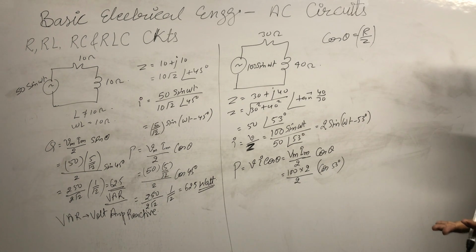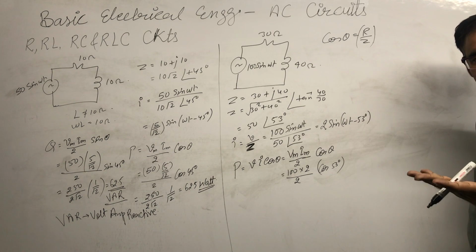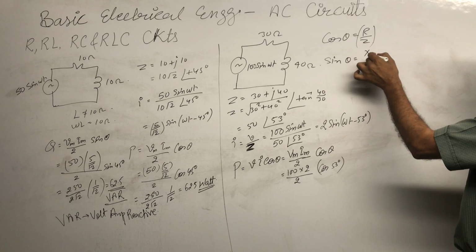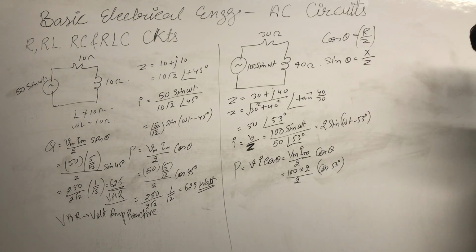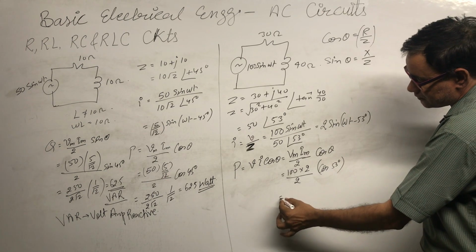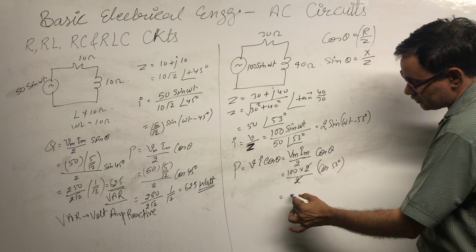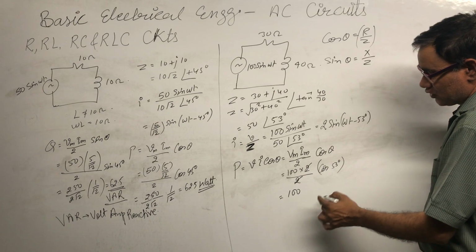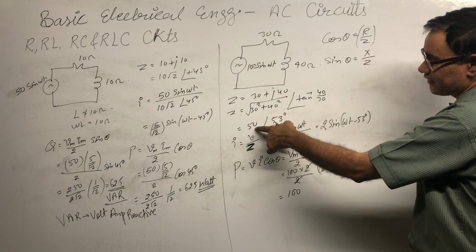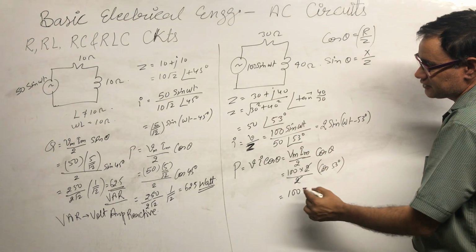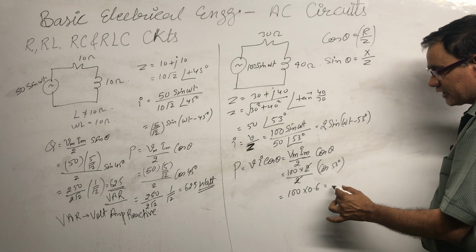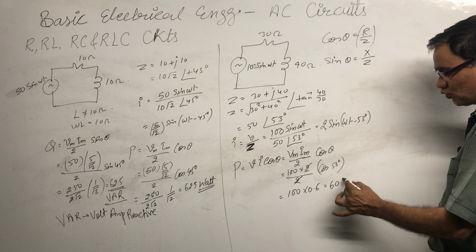The cos theta is nothing but the resistive part with respect to impedance, and sin theta in the circuit is nothing but the reactive part with respect to impedance of the circuit. So the 2 gets cancelled out, so it is 100. Cos theta is R upon Z, and R is 30 and Z is 50. 30 by 50 is 0.6, into 0.6. That is 60 watt.